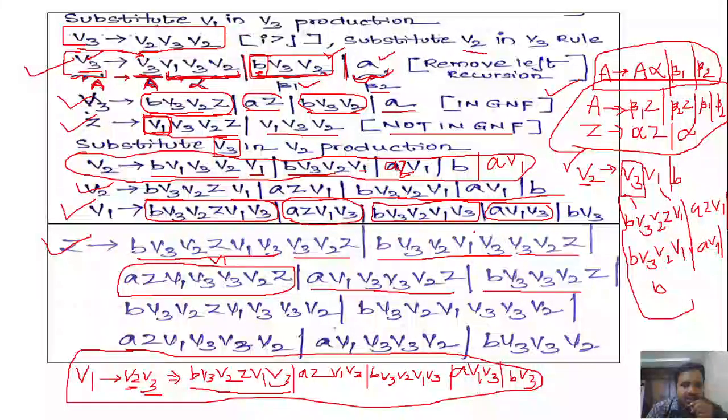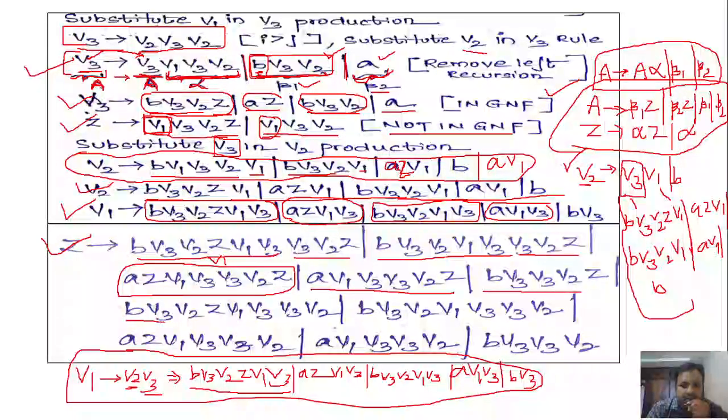Next, we have another one, V1 V3 V2. Substitute V1 values here. You will again get different combinations. What is V1? We have B V3 V2 Z V1 V3. We have to substitute here in place of V1. You will get this format. So let me say B V3 V2 Z V2 Z, then V3 V2. Likewise, you have to get different combinations for this.